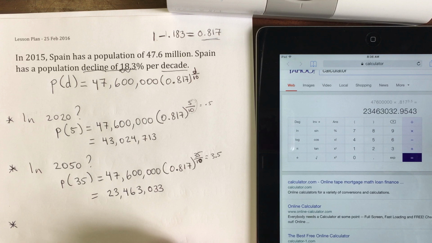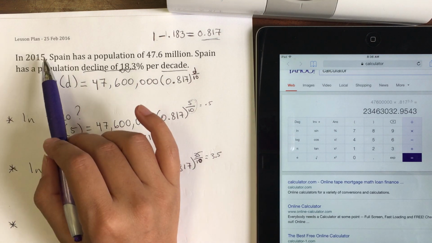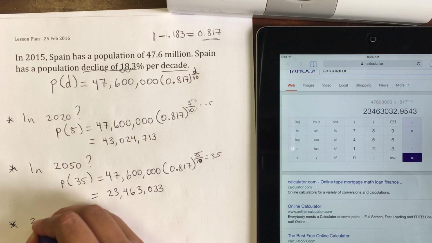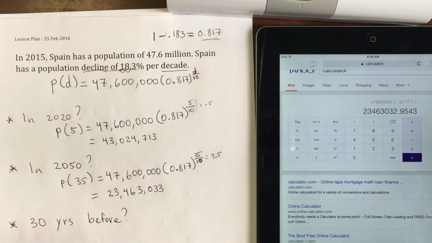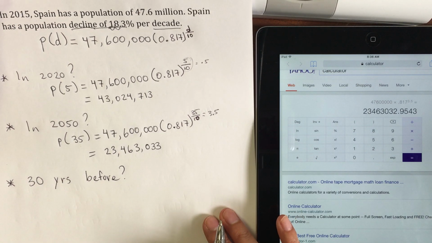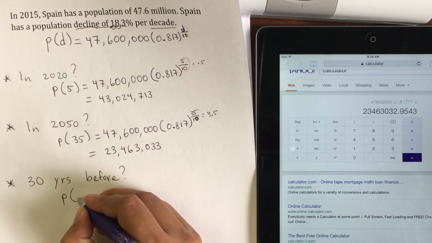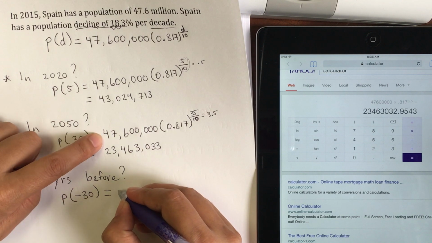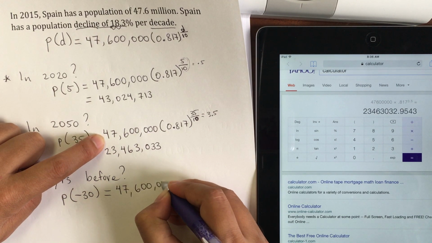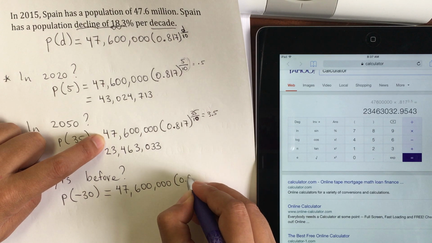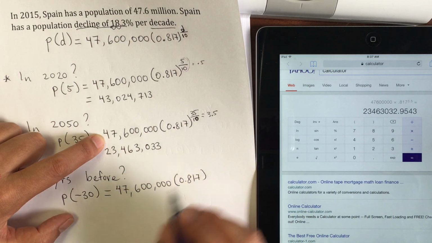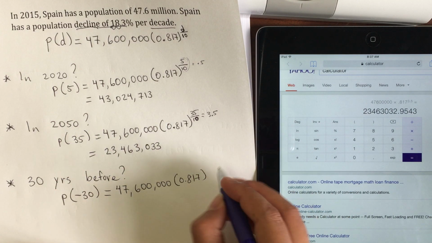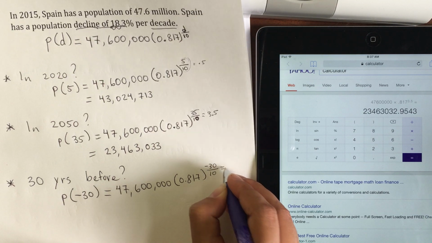What about 30 years ago? No, not 30 years ago, 30 years before 2015. So what was the population 30 years before? So again, remember that in the past, we're going to use negative numbers to represent that. And so we say the population of 30 years ago was the initial point, meaning the population of 2015, multiplied by the decline. And if it's in the past, since it's going down, that means that it's going to be more, right? And 30 years ago means negative 30 over 10, which is equal to negative 3.